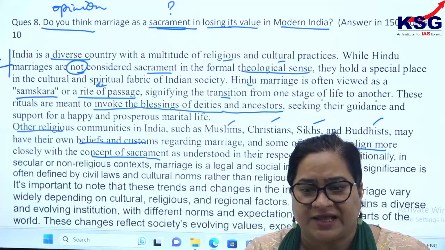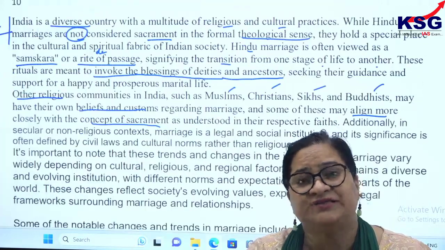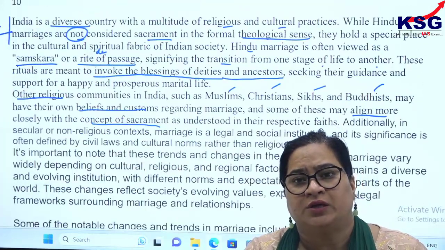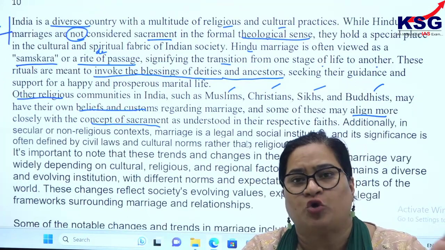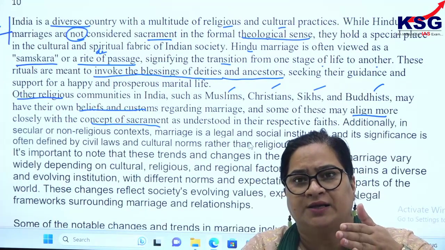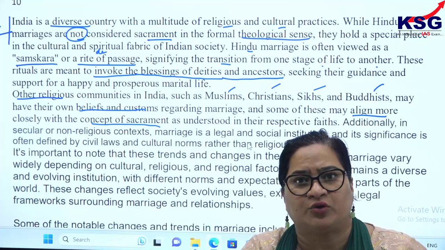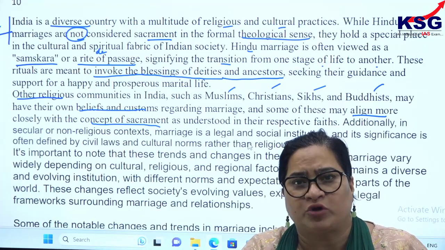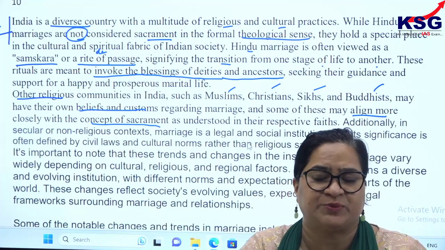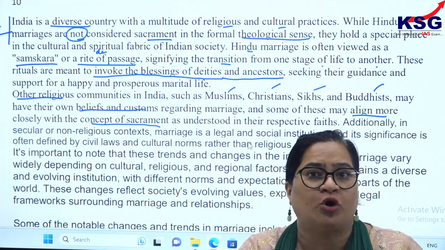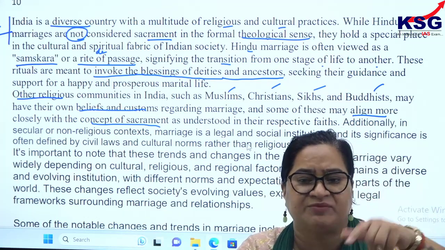Okay. And that's why we can see there is a religious significance to the custom of marriage in the majority of religious communities across India. There is a customary importance, there is a traditional importance per se, whether it is treated as a sacrament or not.